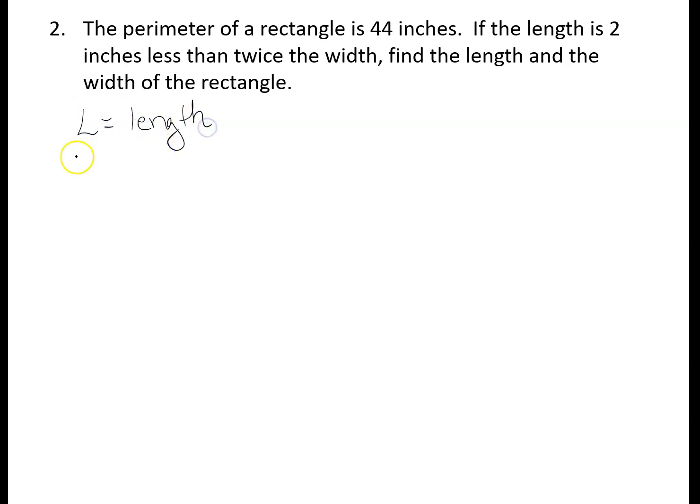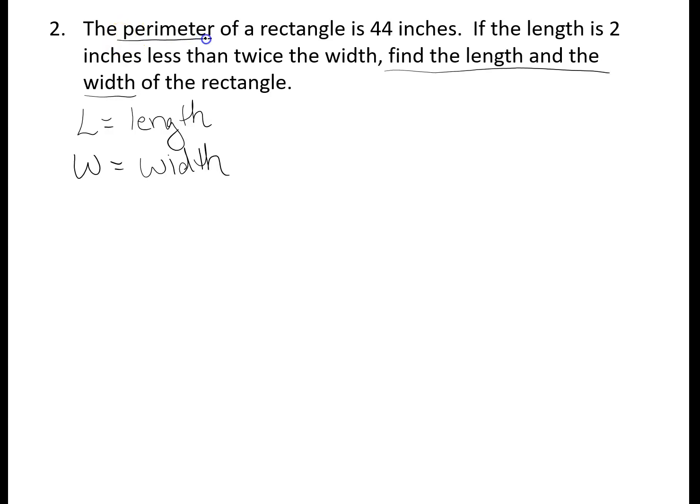Remember, first step, write down your variables, what they represent, which should be whatever the question is asking for. Find the length and the width. Sometimes in a problem like this, it might say find the dimensions of the rectangle, which would also indicate length and width.